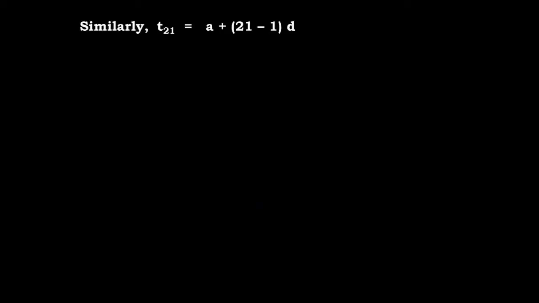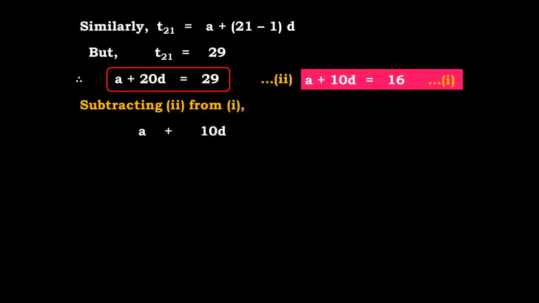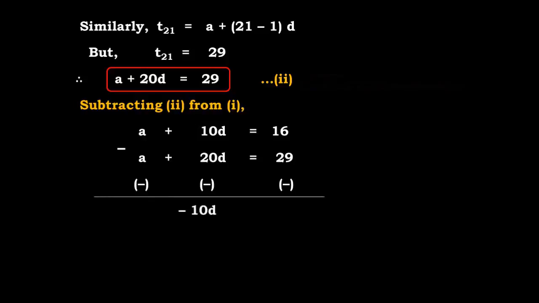Similarly, we have the 21st term also. So we can substitute N is equal to 21. T21 is equal to A plus 21 minus 1 into D. Now T21 is given as 29. So 29 is equal to A plus 20D, equation number 2. Now we can solve these two equations, subtracting equation 2 from 1. See, equation 1 is A plus 10D is equal to 16, minus equation 2, A plus 20D is equal to 29. See, the sign will get changed. All the plus numbers will become minus. So A minus A gets cancelled. 10D minus 20D is minus 10D. And 16 minus 29 is minus 13.